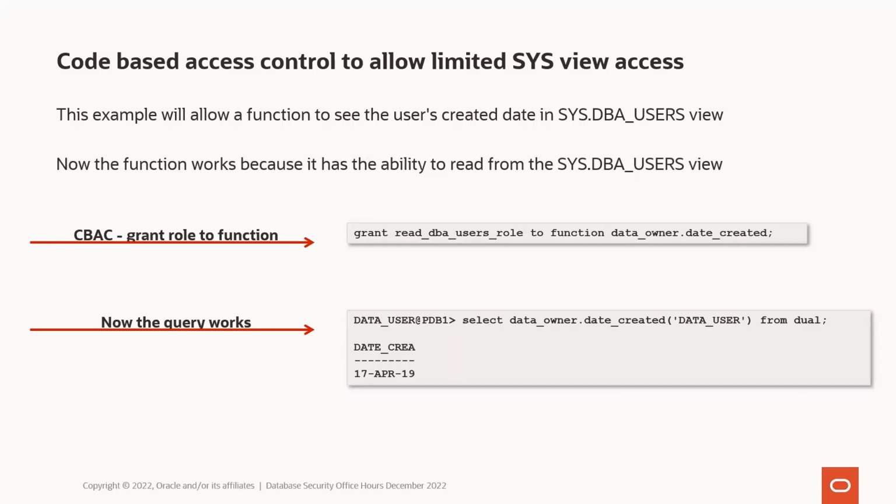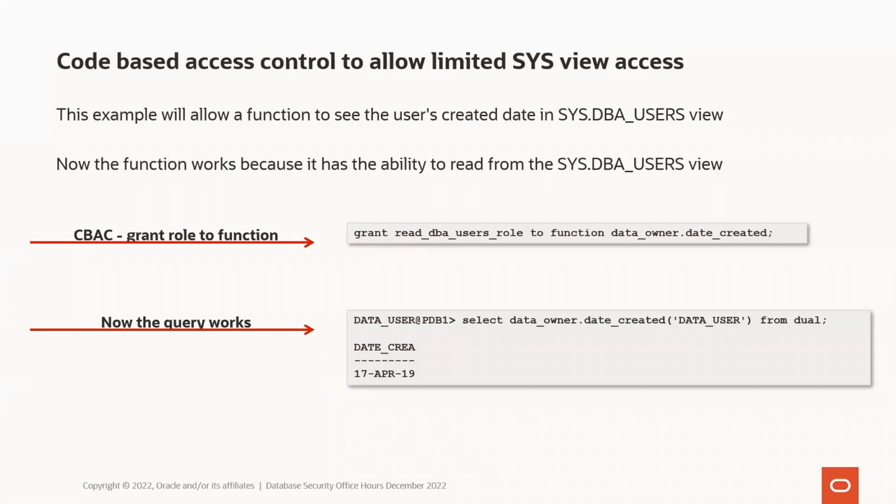So we couldn't do this before, but we can do this now. I just copied the last statement from the previous slide where we granted the role to the function. And then when we execute it as data user, now we have that capability to do it. It's taking advantage of that least privilege and that read on the DBA users that was granted to the role, which was then granted to the function.